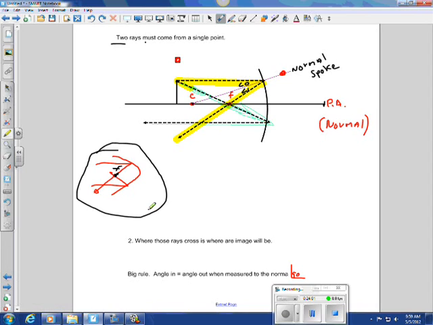Now, both of these rays of light meet at this point right here. They meet right at that point right there. Look at the second rule. Where those rays cross is where our image is going to be. There's our image. Our image is inverted. Okay, our image is smaller.